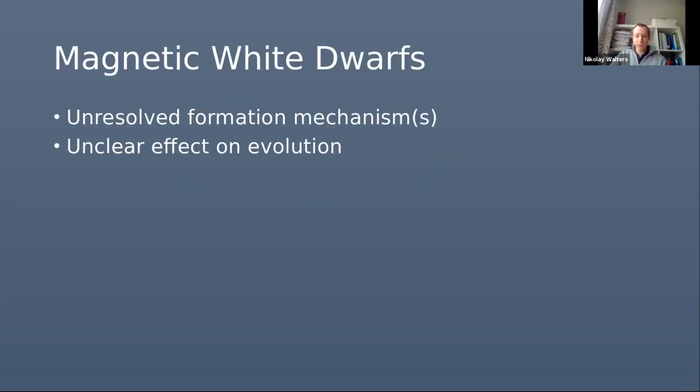So magnetic white dwarfs are relatively common. About 20% of white dwarfs have detectable magnetic fields. Although magnetism is frequent, the field formation mechanism in degenerate stars is still unresolved and remains a fundamental problem in stellar astrophysics. The effects of magnetism on stellar evolution also remain unclear.